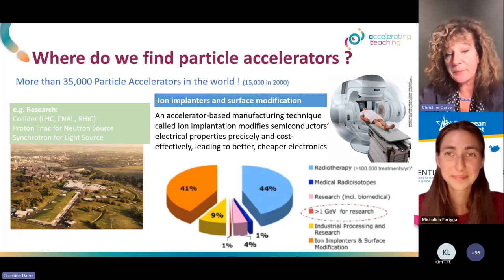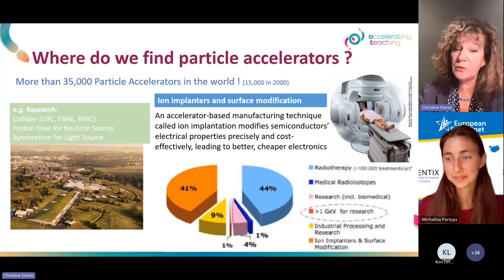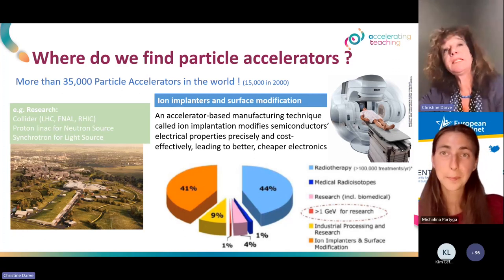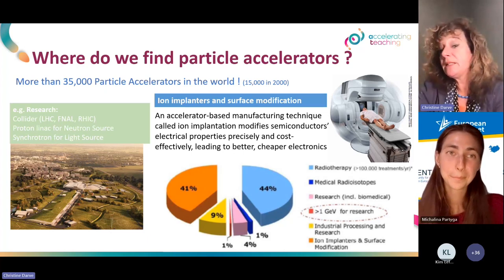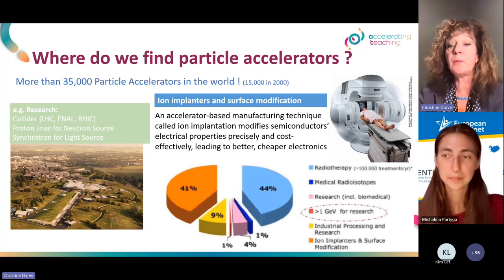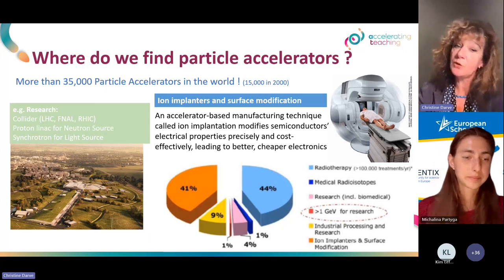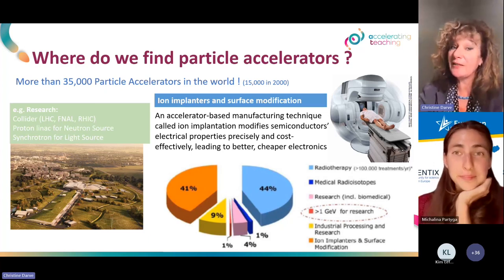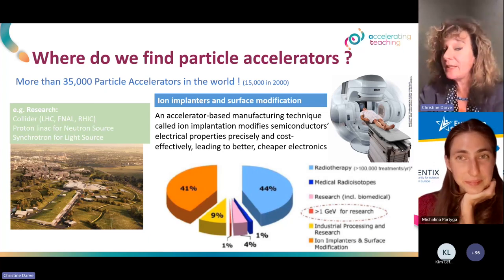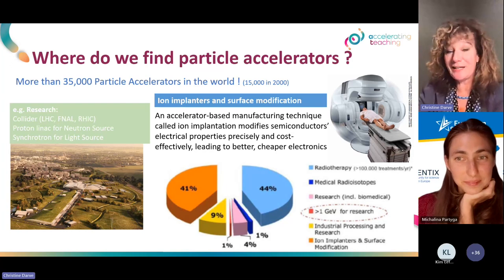So those ion implementations, thanks to the industry, will give you the possibility to think, for instance, of building better prostheses. If you look at the medical application, if you look at something stronger, if you look at corrosion prevention, then you can think of improving even life, looking at human life, of course.